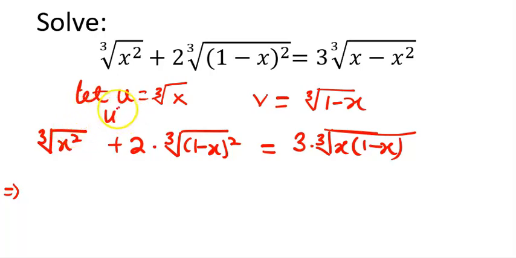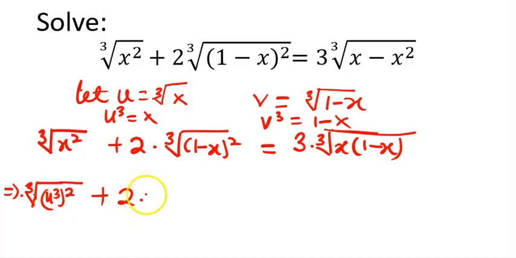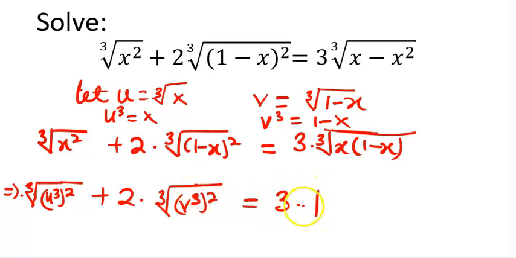Okay, per this substitution we are going to have that u is equal to the cube root of x, which means that u cube is equal to x, and then v cube is equal to 1 minus x. When you take the cube on both sides, we are going to have this equation: the cube root of x, that is u cubed, raised to the power 2, plus 2 times the cube root of 1 minus x, that is v cubed, all raised to the power 2, which is equal to 3 times the cube root of x, which is u cube, times 1 minus x, which is v cube.